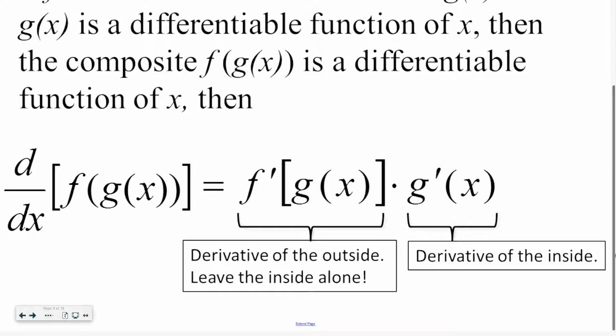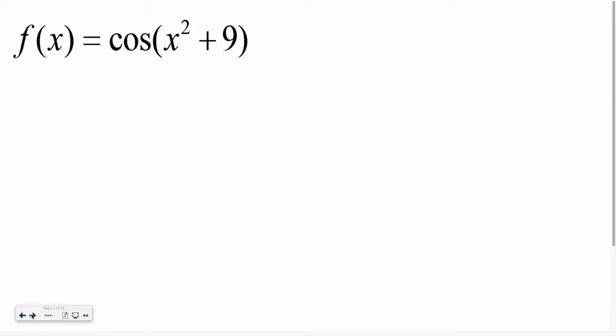But the biggest thing to look for, since we're talking about a composite function, is do you have a function inside of a function? Okay, if you don't, the chain rule is not necessary, and we can use one of our other basic rules. So let's go ahead and write this first example down.